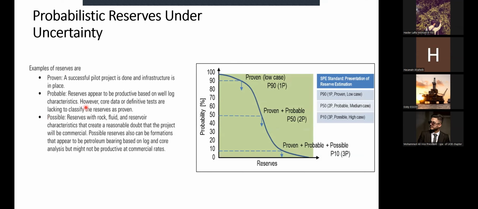What about possible? It is the highest risk. There is reserve. You know there is reserve in the rock. Fluid and reservoir characteristics create reasonable doubt that the project will be commercial. So you only know you have an indicator. Let's say you did seismic and you expect there is a reserve and there is a formation with oil, but you have very high uncertainty with high risk, which is what we call possible.